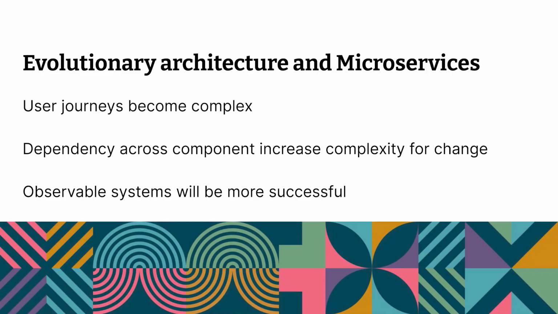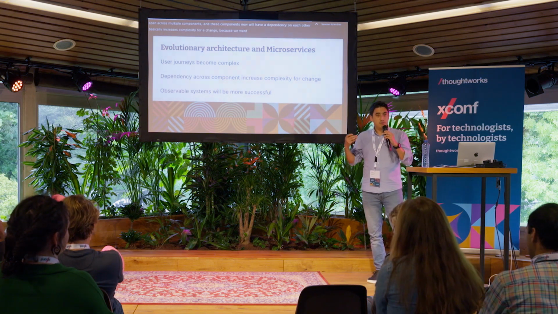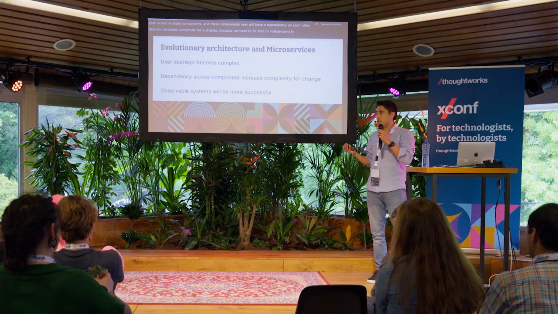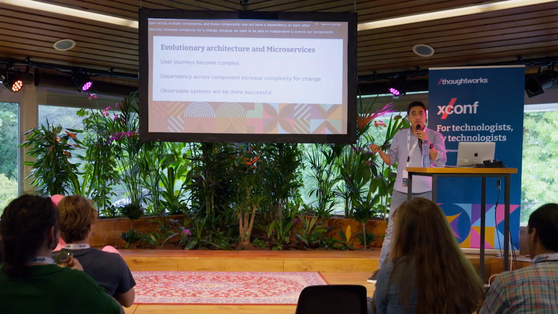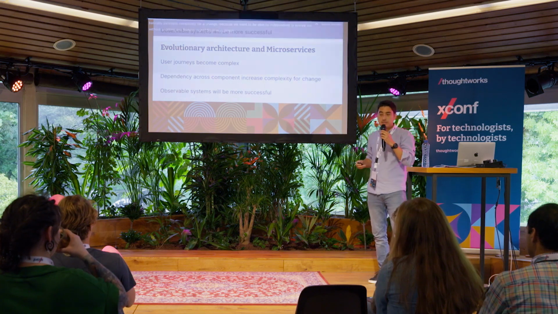And if you add microservices into the equation, then user journeys become now more complex, right? Now user requests will span across multiple components. And these components now will have a dependency on each other, which just basically increases complexity for change, because we want to be able to independently evolve our components, but without breaking any feature, right? So in my opinion, observable systems will be more successful at adopting this kind of architectures.